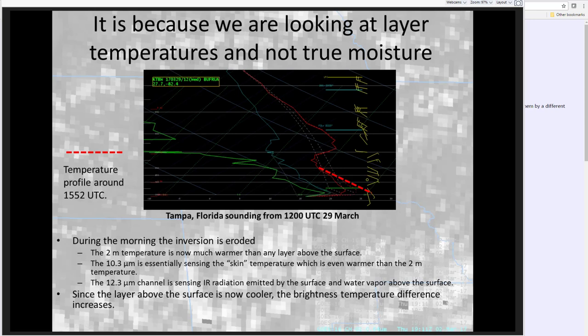And as the boundary layer deepens, you see that temperature difference increase over time because the skin temperature gets warmer and warmer much more quickly than the depth of the boundary layer. And so what we're essentially watching in Florida is the erosion of the nocturnal inversion.